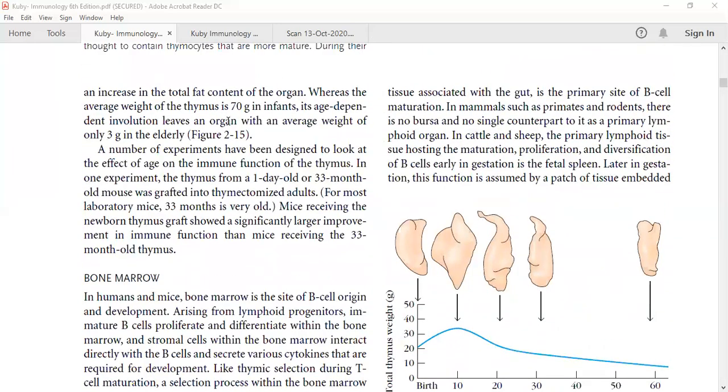Everything is written here, and in the infant it is 70 gram. It's age dependent involution. What does involution mean? It means decrease in size, leaving an organ with an average weight of 3 gram in elderly. In a very old person, the size can decrease up to 3 gram, which is very small in comparison to 70 gram, which is present in the infant.